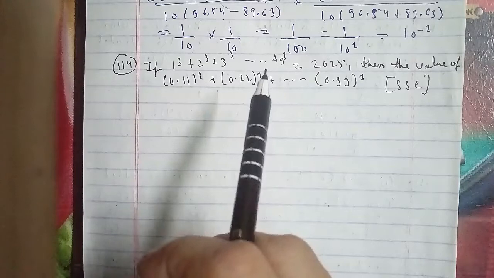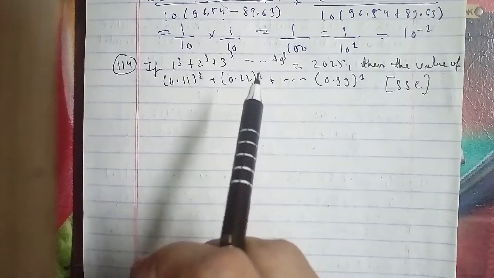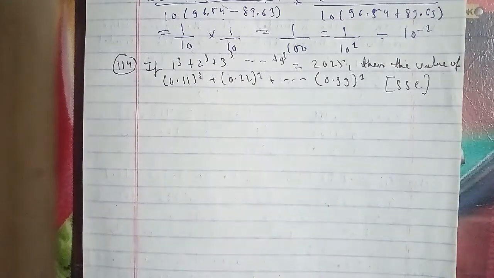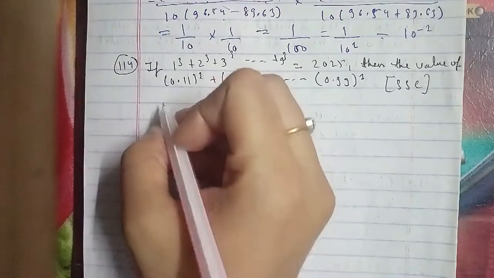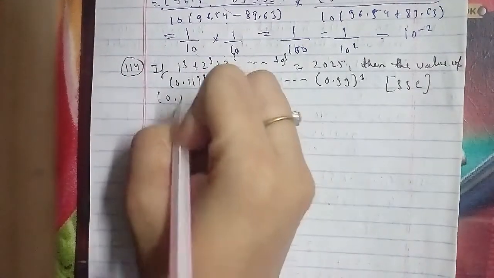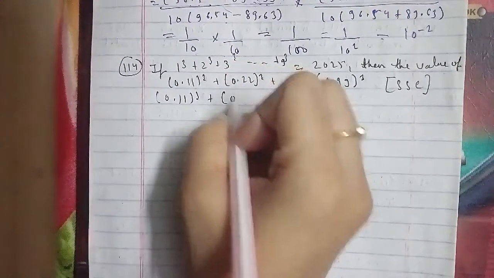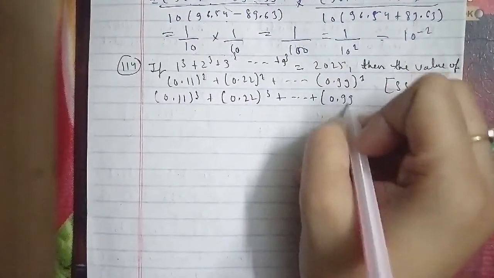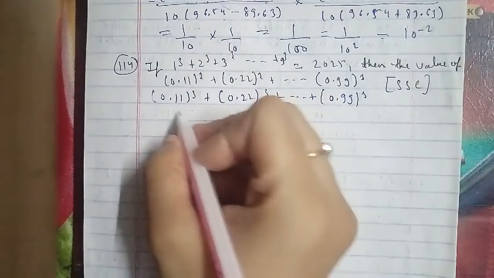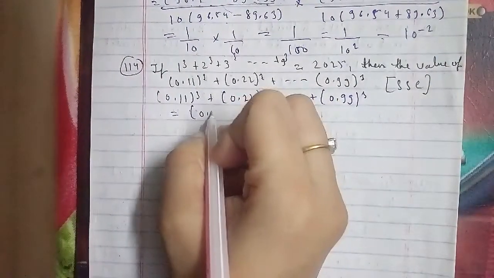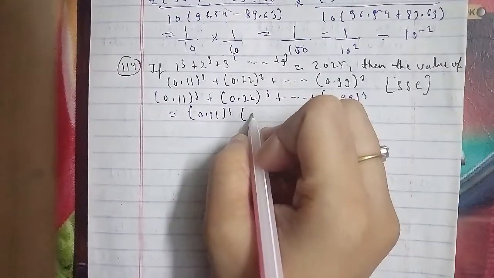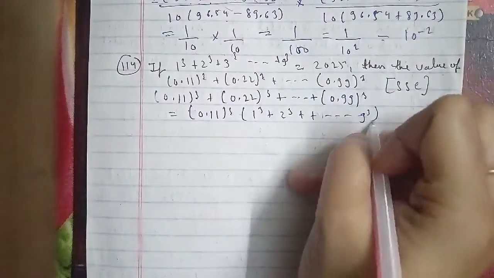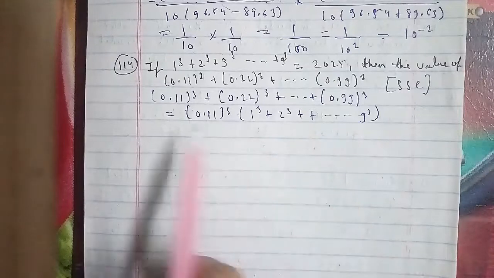Let's go ahead with the solution. 0.11 cube plus 0.22 cube plus till 0.99 cube is equal to 0.11 cube times (1 cube plus 2 cube plus till 9 cube). So 0.11 multiplied with 1 cube becomes 0.11 cube only. Multiplied by 2, it becomes 0.22 cube. Multiplied by 99, it becomes 0.99 cube. Okay, so that is the reason we have taken 0.11 cube here.